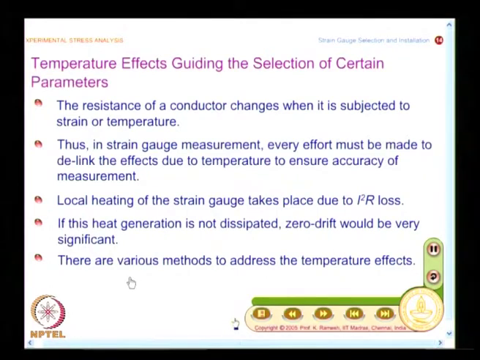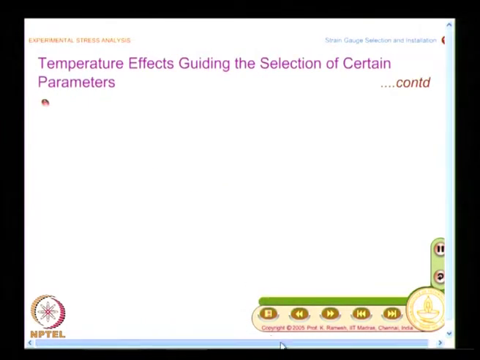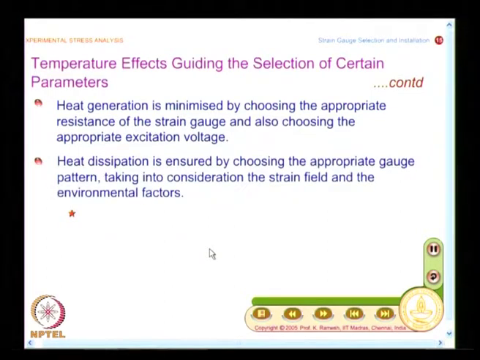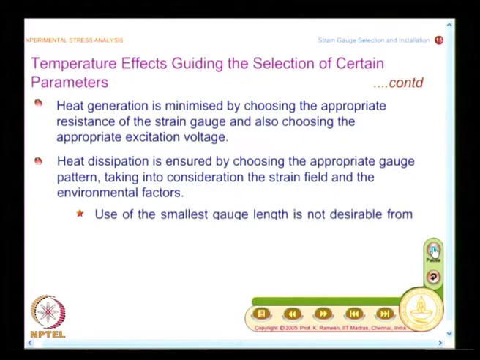And we have looked at various methods to address the temperature effects, and that also guides in a way how to go about selecting a suitable strain gauge. So, the idea is that you need to have heat generation minimized. How do I minimize the generation of heat? You can choose an appropriate resistance of the strain gauge and also choose the appropriate excitation voltage.